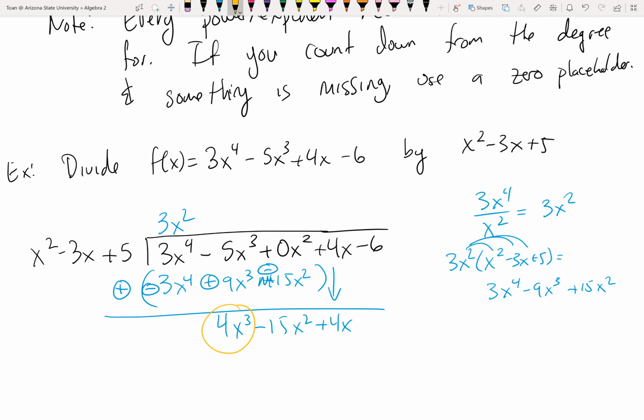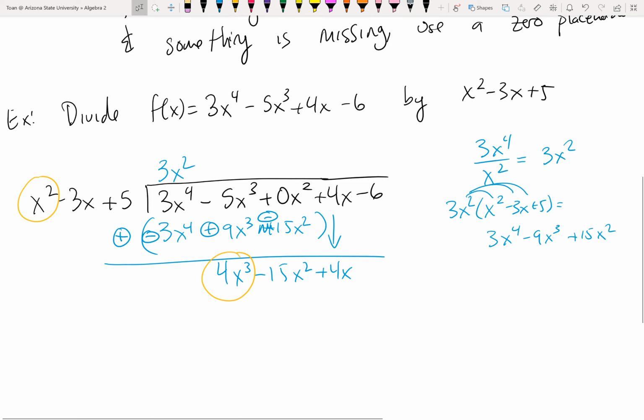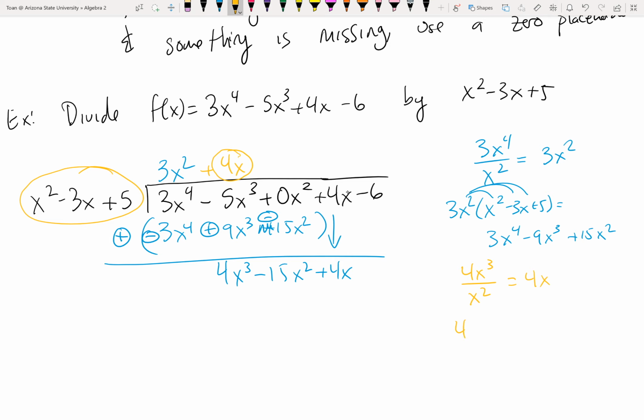Look at the first bits and divide them. And again, if you can't do that in your head, just go ahead and use scratch paper. So I can see that 4x cubed divided by x squared is 4x. It's a positive 4x, so I'll put a plus, and then you multiply. Take this 4x and multiply it by the divisor. Again, if you can't do it in your head, just use scratch paper. And then distribute. So that's 4x cubed minus 12x squared plus 20x. I'll go ahead and put it down here.